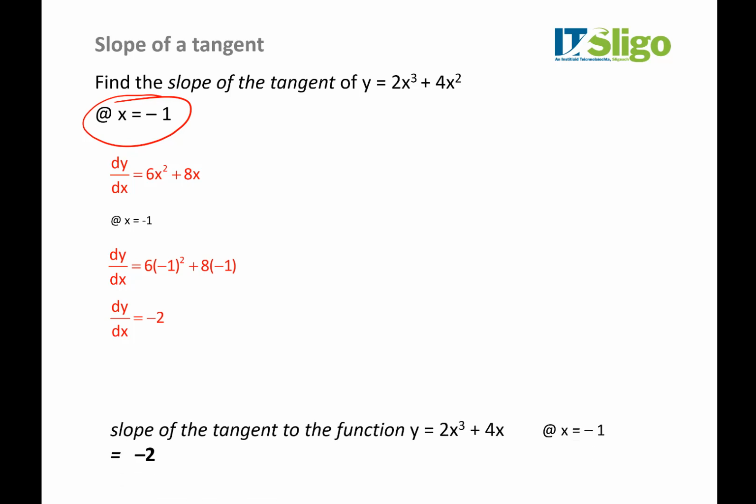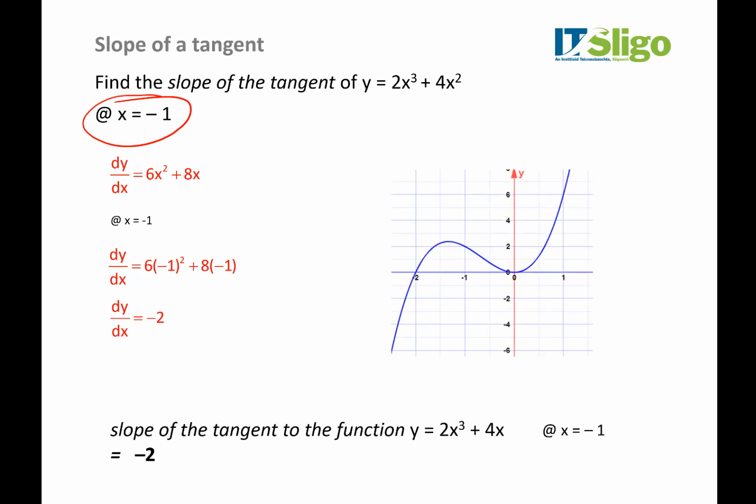So we now know the slope of the tangent to this function at x is equal to minus 1 is minus 2. And again, if we were to draw it, it's a cubic function. It's a polynomial, so it's got several turning points. And we're interested in what's the slope when x is equal to minus 1 at this point here. So the slope there is minus 2.